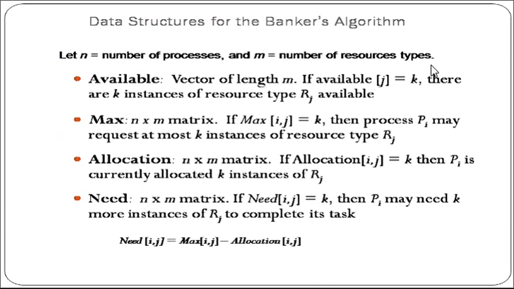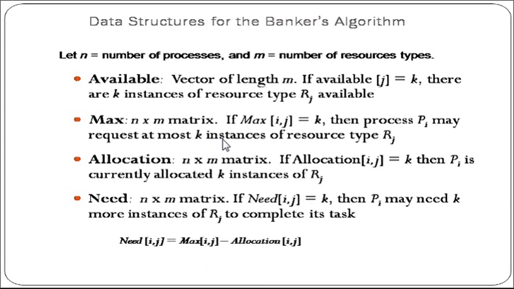Now here are the data structures used in the banker's algorithm. In banker algorithm, consider there are n number of processes and m number of resources. Now the first data structure is available, that is a vector of length m. If Available[j] is equal to k, there are k instances of resource type Rj available. Now Max is the n by m matrix. If Max[i][j] is equal to k, then process Pi may request at most k instances of the resource type Rj.